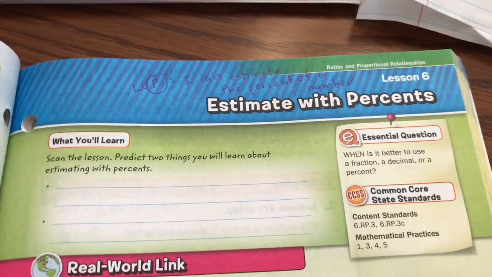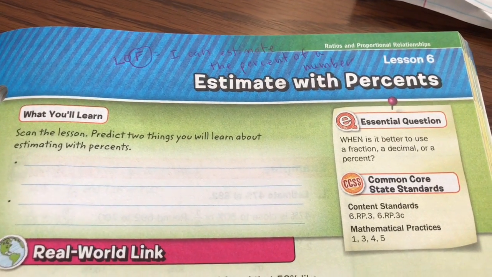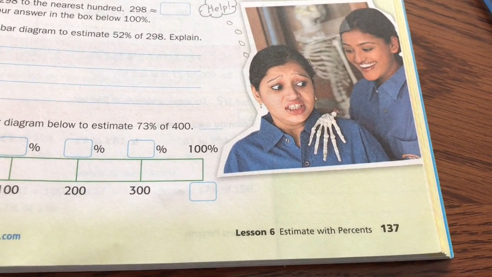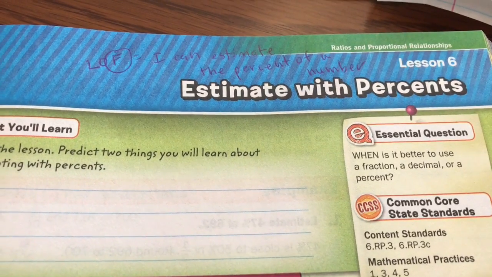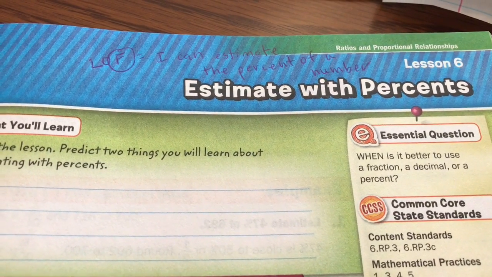All right, here we are at Chapter 2, Lesson 6, Estimate with Percents. This is on page 137. Our learning objective F is: I can estimate the percent of a number.